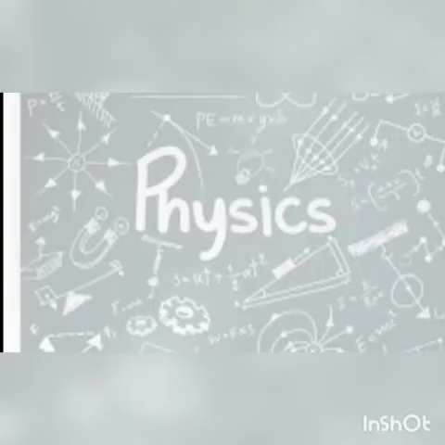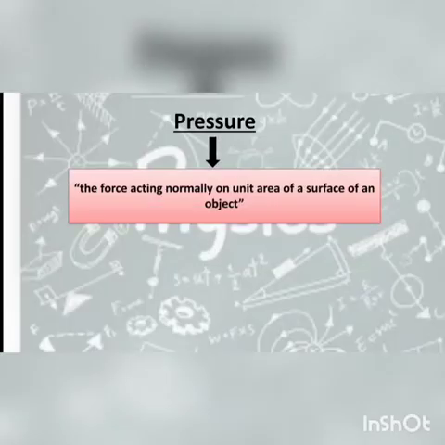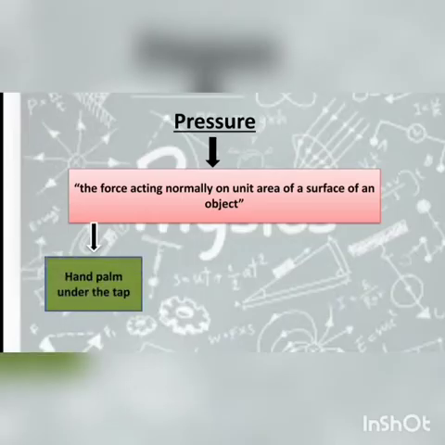So let's start with what is pressure. Pressure can be defined as the force acting on the unit area of the surface of an object. Means we can simply say that force per unit area is called pressure. For understanding the pressure, let's see an example. If you put your hand palm under the tap water, you will feel a force that is acting on the surface of your palm. So this is called pressure. This is an important and simple example to learn what is pressure.